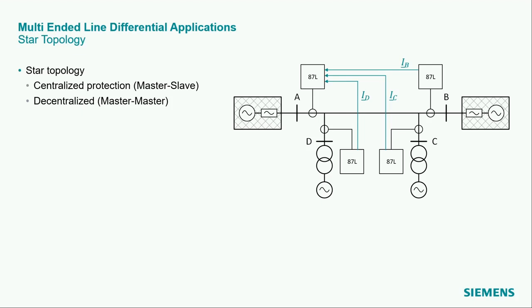In a star communication topology, the currents from all terminals are transmitted to a master device. This one here. The device requires more communication interfaces, while the slave devices only require one communication interface. It's a centralized protection principle, as the current can be only evaluated by the master. The trip signal needs to be transferred to all the other relays. A redundancy concept is required for the scheme because if you fail this relay, then the whole scheme would fail.